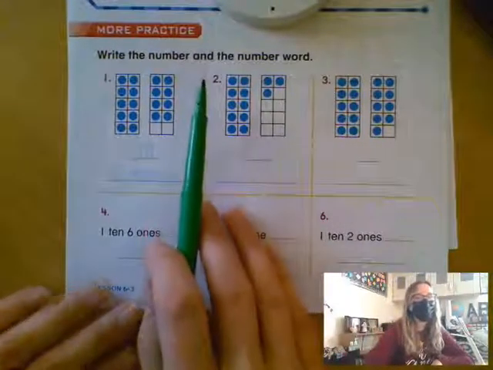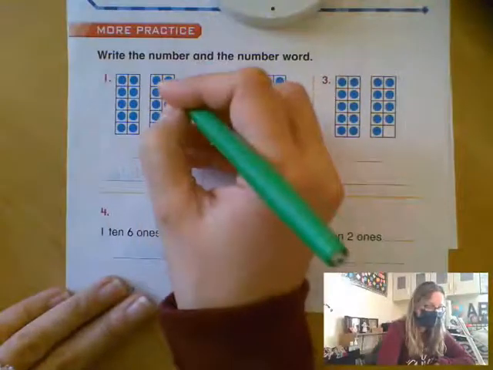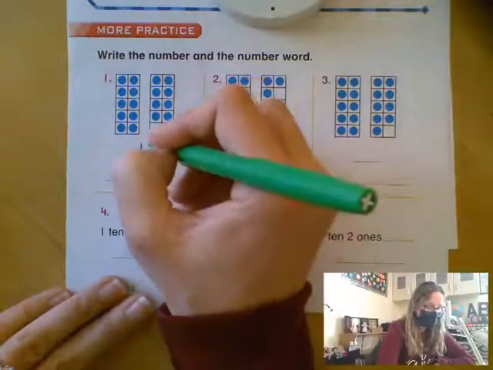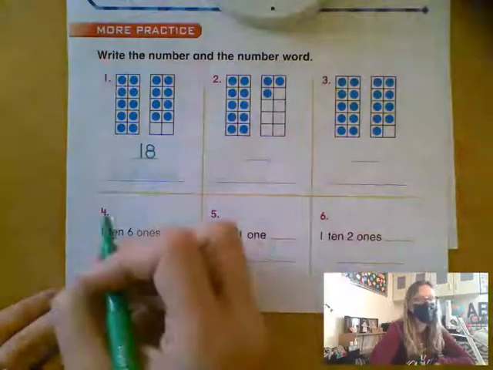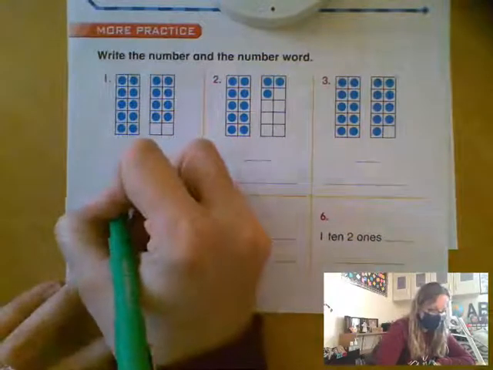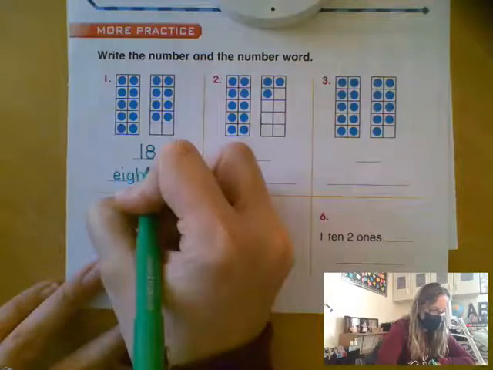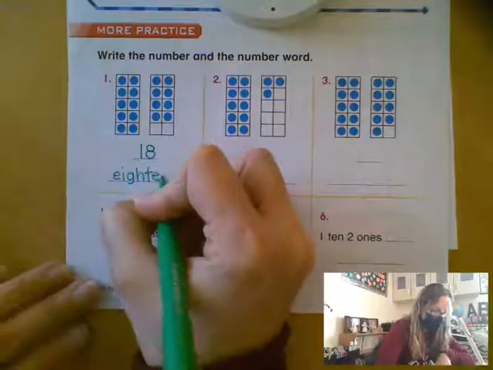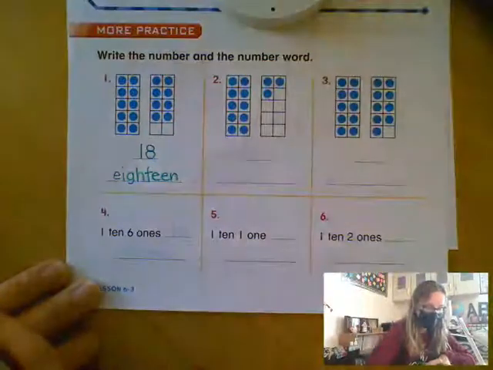So the first one they've done for us, they said there's 1 ten and 1, 2, 3, 4, 5, 6, 7, 8 ones. And 1 ten and 8 ones make what number, Blake? 18. So we're going to trace the number word eighteen. And again, you can find this on our number word wall at the back of our classroom. Or you can find these number words right up here at the top of your page as well.